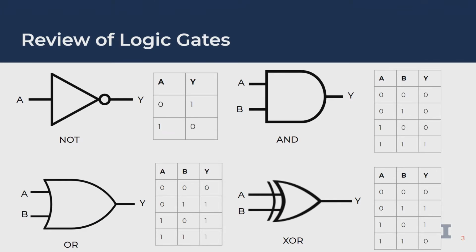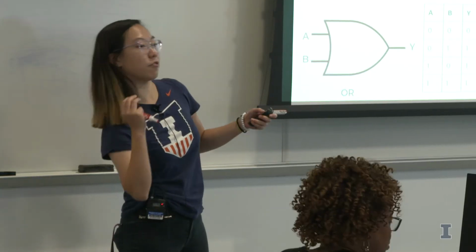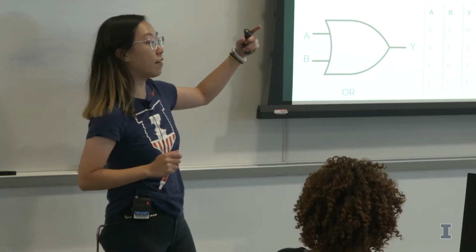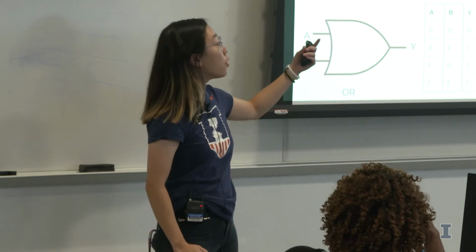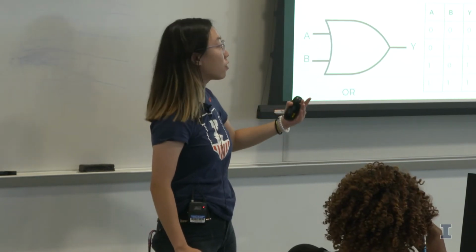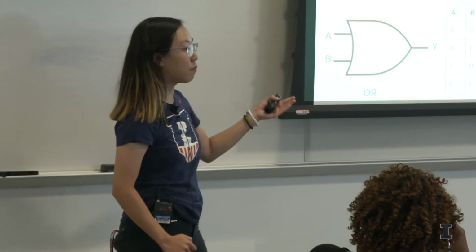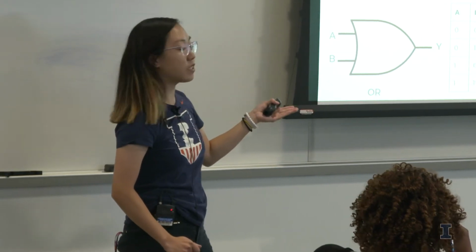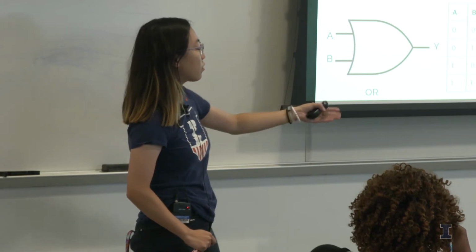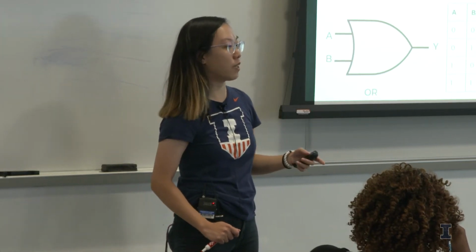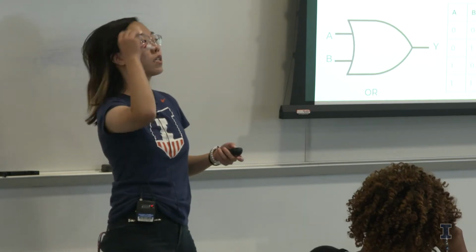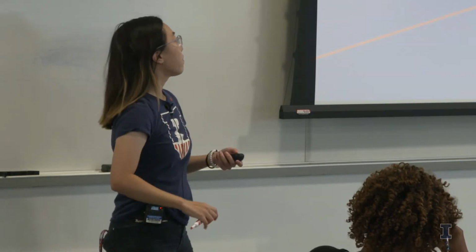I didn't fill out the first two, but these are the main gates that we're going to be using. The NOT gate, which basically just inverts what it's given; AND, where both inputs need to be a 1 in order for the output to be a 1; OR, where at least one input needs to be a 1; and XOR, where only one input can be a 1 for the output to be a 1. Those are the main gates we're going to be using for this project.